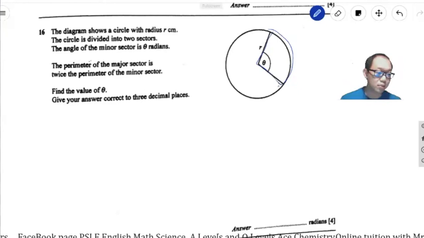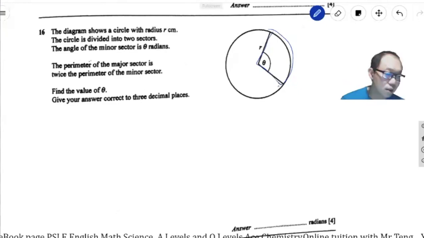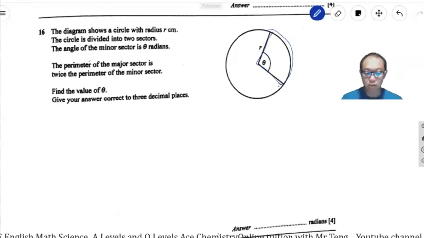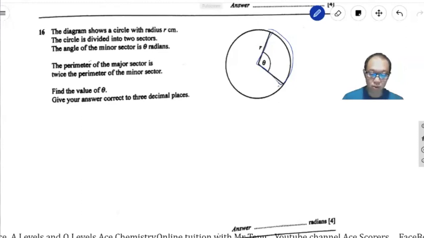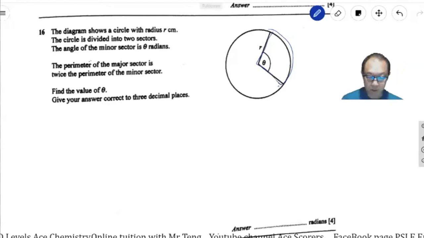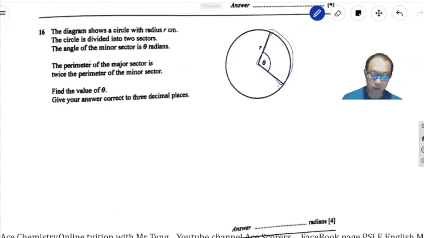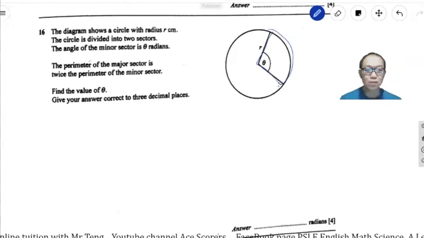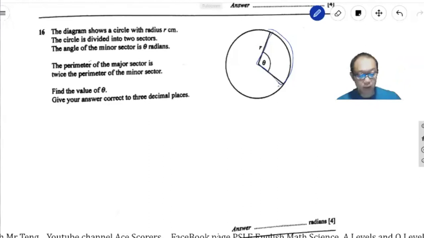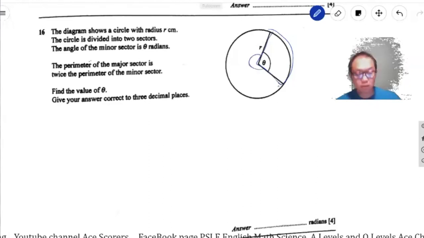Make sure you know how to do this during the exam. Okay, so let me go through. We have a circle with radius r. The circle is divided into two, so you have the major sector and the minor sector. Perimeter of the major is this, perimeter of the minor is that, find the value. Now the first thing is, because this is radian, you need to know this side, the other side.